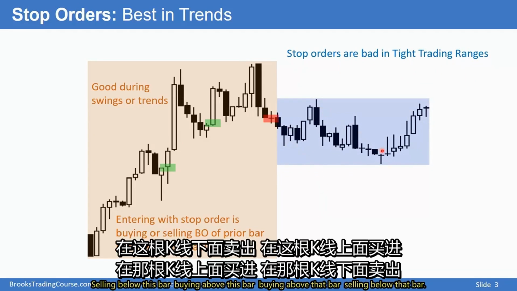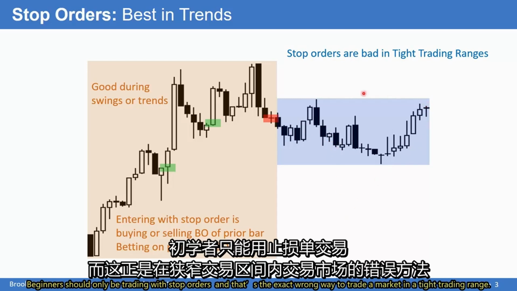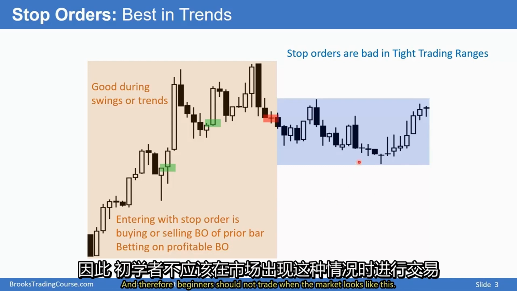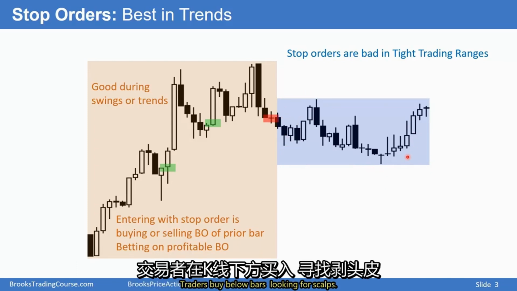When the market starts to go sideways, stop orders are bad. Selling below this bar, buying above this bar, buying above that bar, selling below that bar. In a very tight range like this, it's a limit order market. Beginners should only be trading with stop orders, and that's the exact wrong way to trade a market in a tight trading range. And therefore, beginners should not trade when the market looks like this.